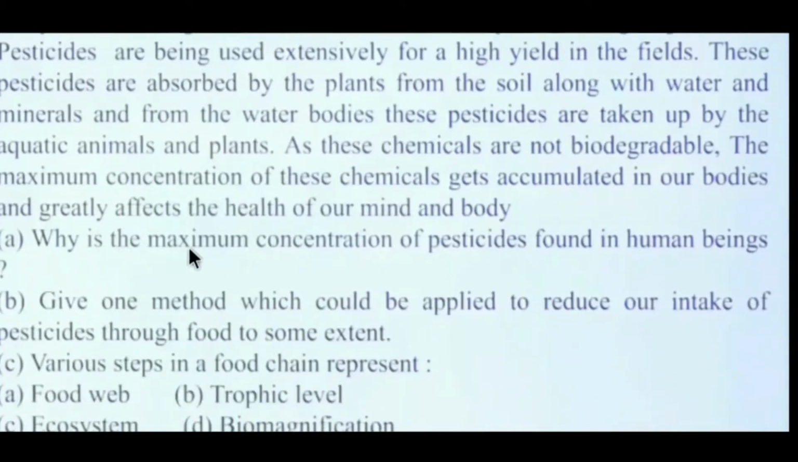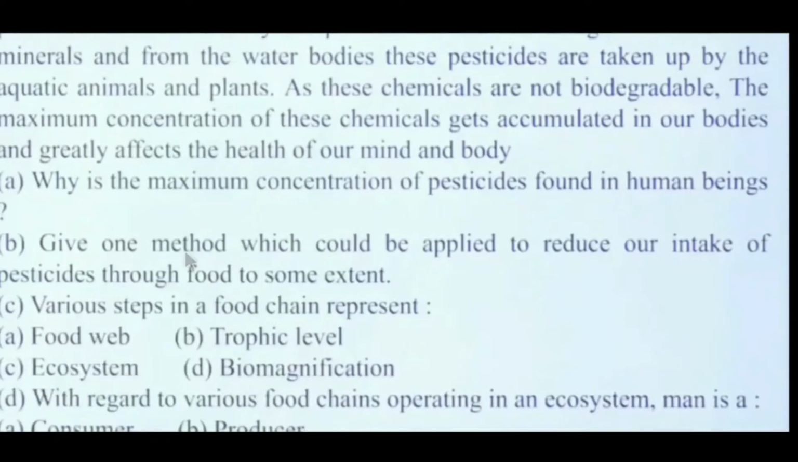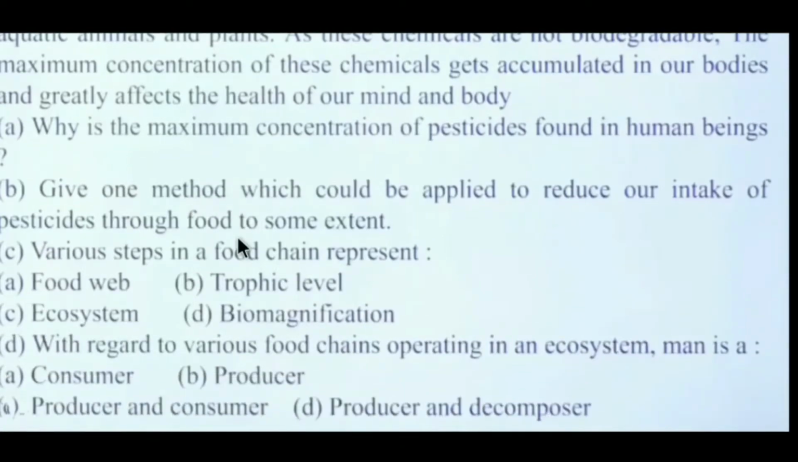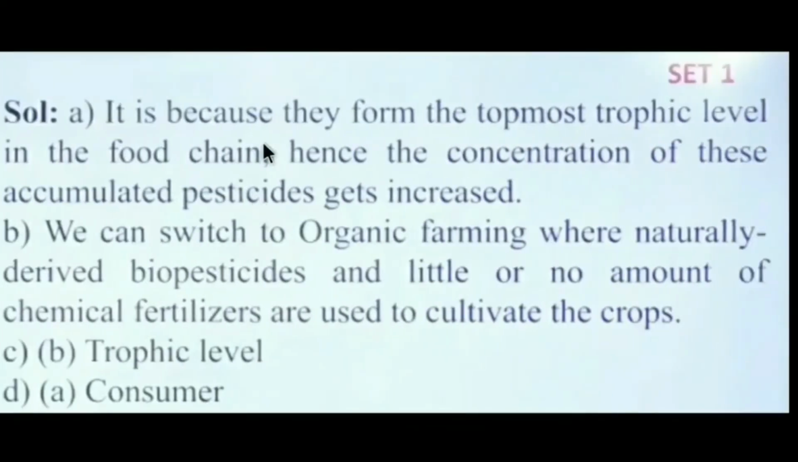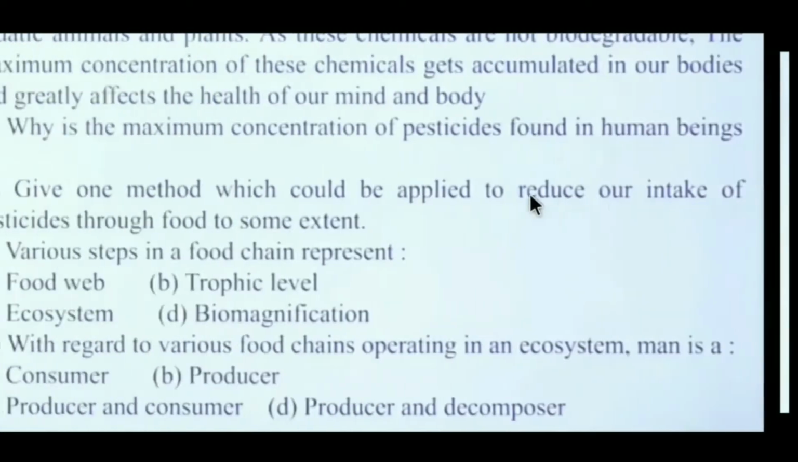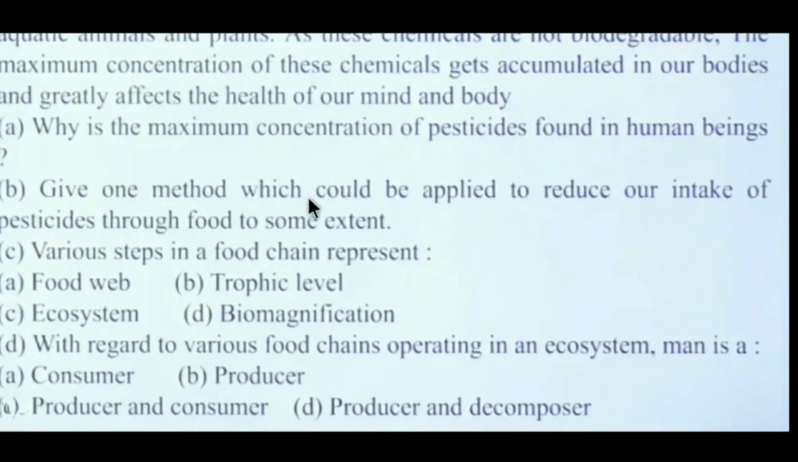First question is, why is the maximum concentration of pesticides found in human beings? And the answer is, it is because they form the topmost tropical level in the food chain. Hence the concentration of these accumulated pesticides gets increased.